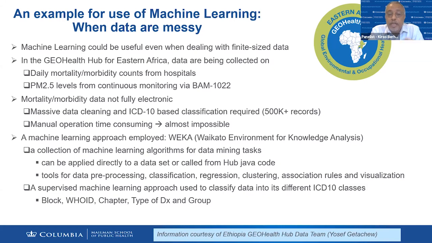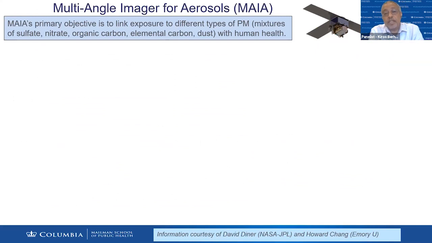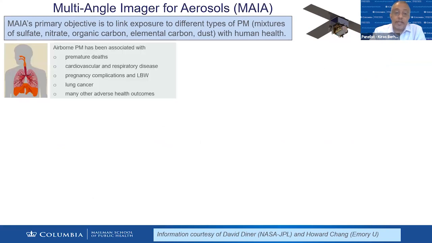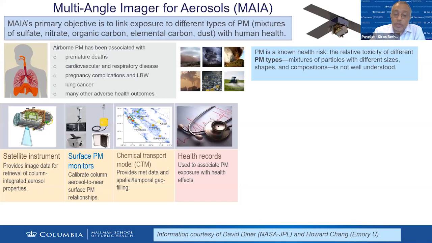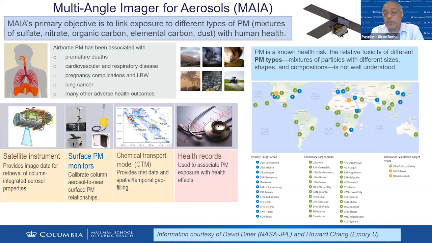This is just briefly to give you an example of how machine learning techniques and data science techniques could be helpful even in a non-big data setting. The other types of data that are coming into the African setting are from satellite data. This is from the soon-to-be launched MAIA satellite, the Multi-Angle Imager for Aerosols. The primary objective is to link exposure to different types of PM with human health, with a focus on many different types of health effects, and of course to characterize PM and collect many types of data. But why I'm flashing this is that there will be many countries, especially South Africa and Ethiopia, that are primary targets where data on health and data on exposure is being collected, and therefore, when this data becomes available, I think there will be an opportunity to use machine learning techniques.